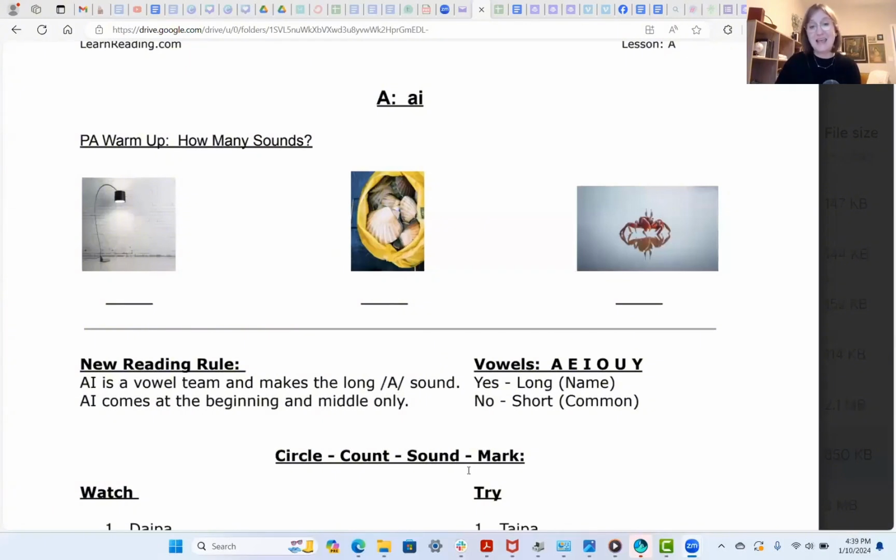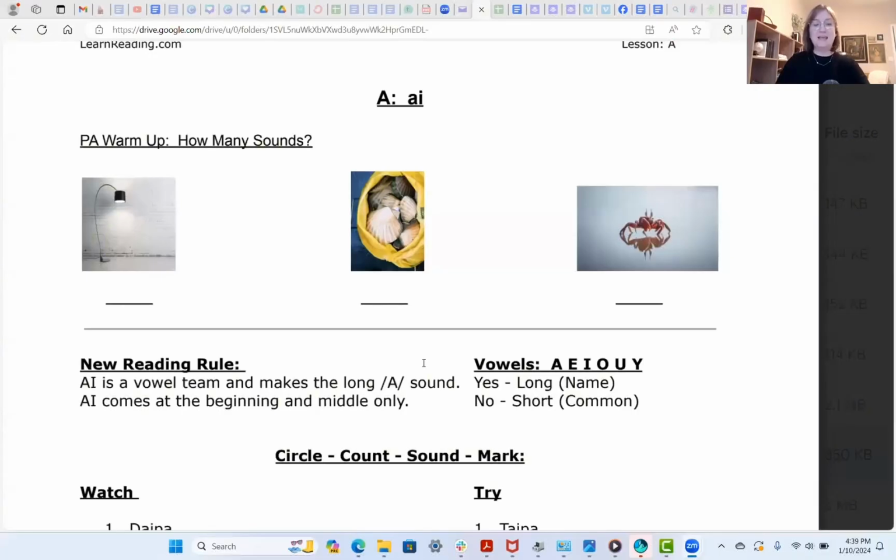AI says A. It follows the tap 2 rule. So when you come to a vowel, you look at the next 2 letters. If either one of them is another vowel, then the vowel that you were on will probably say its name, which happens in this AI grapheme because A has an I right after it.